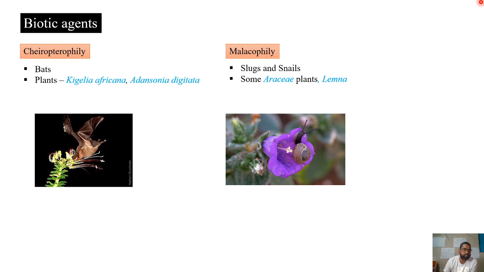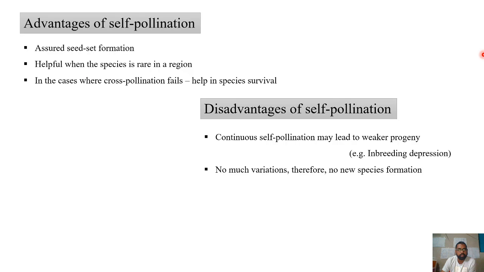And apart from that, if bats are helping the pollination, it is called Chiropterophily. One of the examples is Kigelia africana or Adansonia digitata. And if molluscan species like snails and slugs are the pollinating agents, it is Malacophily, which you can see in Araceae and in the Lemna plant.